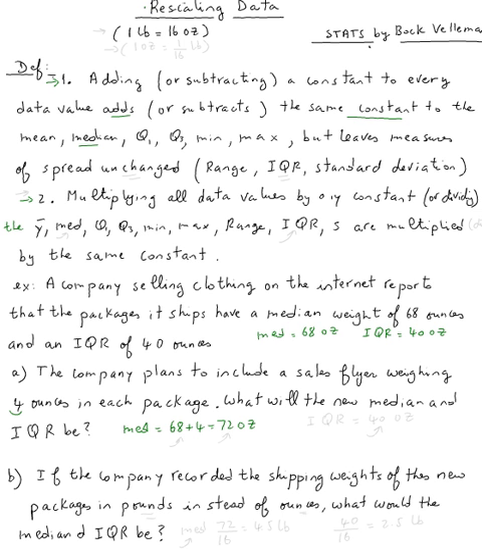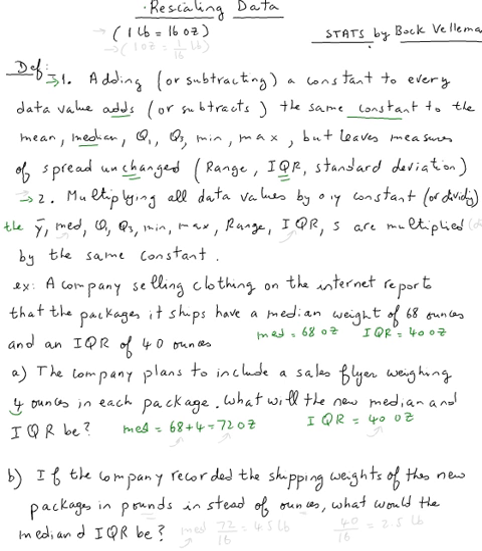Now, what about the IQR? The IQR here says the spread is unchanged. So the IQR, the interquartile range, is still going to be 40 ounces, even though we add all that stuff.